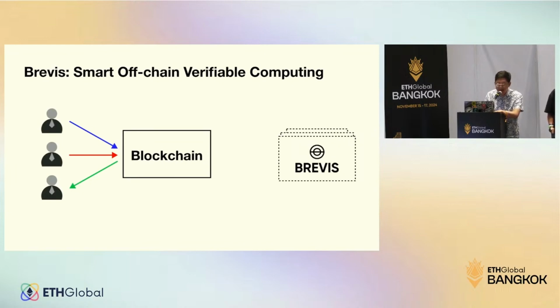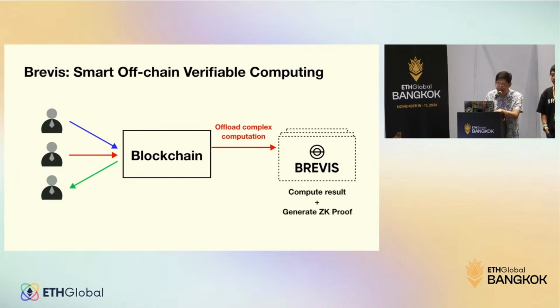Basically, we have a very limited computation capability on blockchain. You can use Brevis to offload this computation to an off-chain environment. In that off-chain environment, you can run the computation, but not only the computation itself, you can also generate a ZK proof of that computation result. You can then submit both the proof and the computation result back to the blockchain, where you can simply and cheaply verify the computation result.